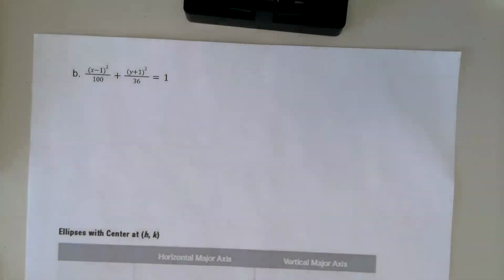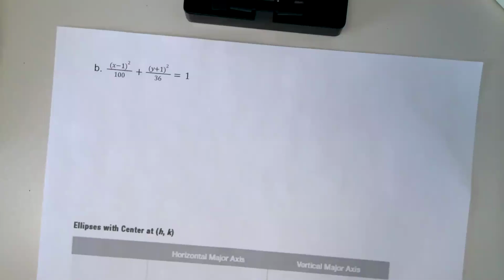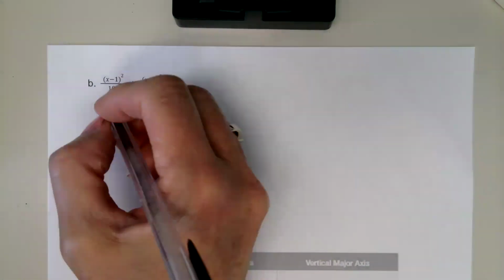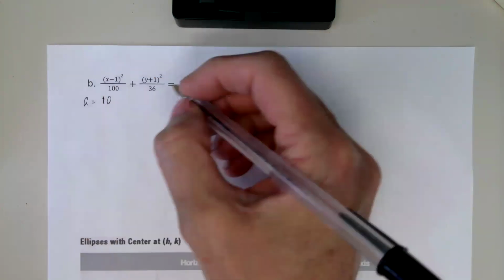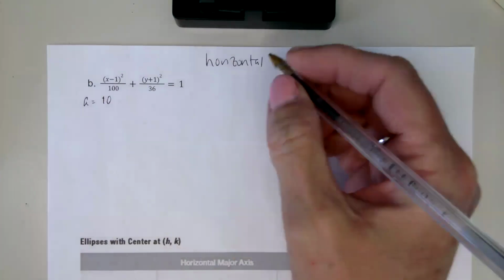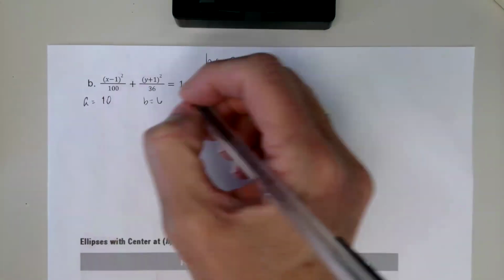And this next example is our last example for the ellipse. And we can see that this one is horizontal, because our A is under the X. So this one is horizontal. A is 10 and B is 6.